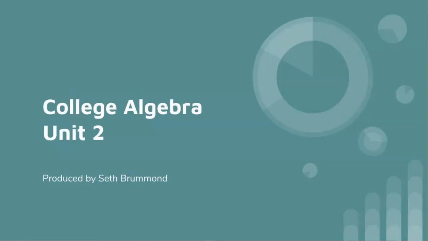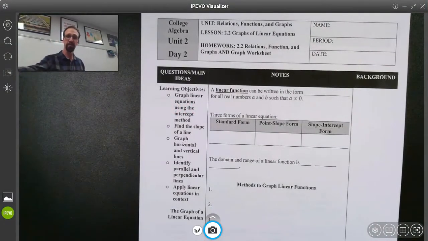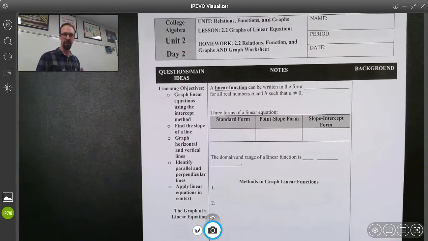Hi friends, welcome to the Unit 2 Day 2 notes. This is in the section Graphs of Linear Functions. So in this we're going to be talking about some of the graphs of linear functions. First, let's talk about what a linear function is.